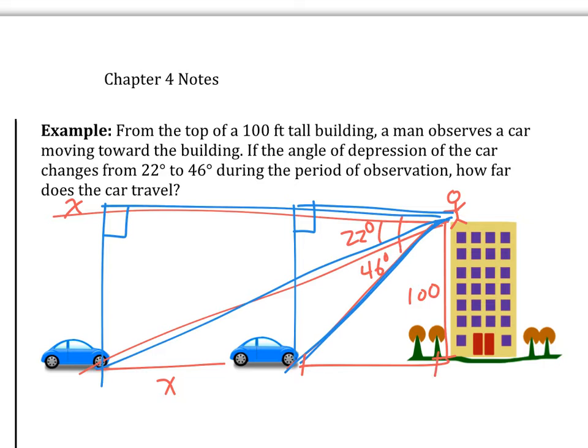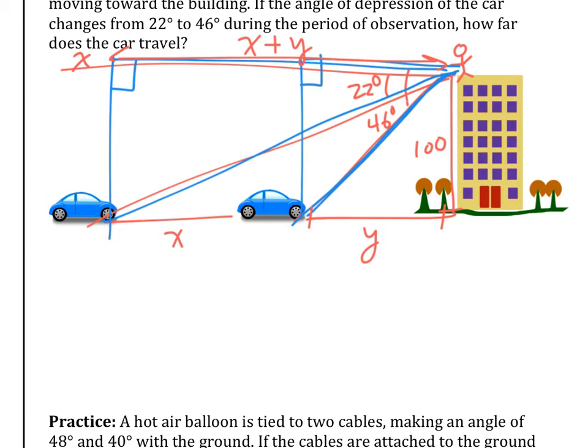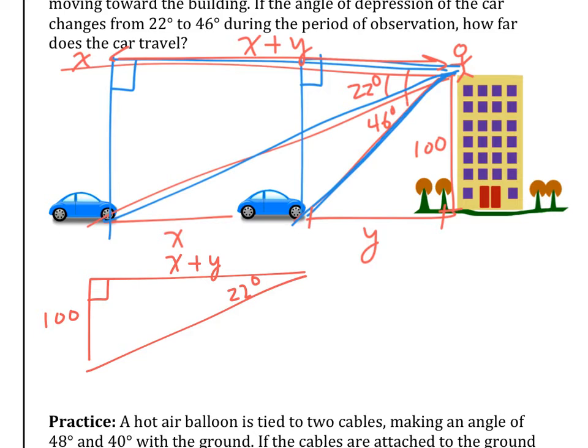So we don't know what this part is, so I'm just going to call it y. So then this length up here is x plus y. If you look at the big triangle, it is x plus y, 22 degrees, and then you have a right angle here, and this is 100 for the building. And then the smaller triangle is this one with just y, 100, and then 46 degrees. What we want to do is find x. Okay, so I'm going to let you go to it. Find x.